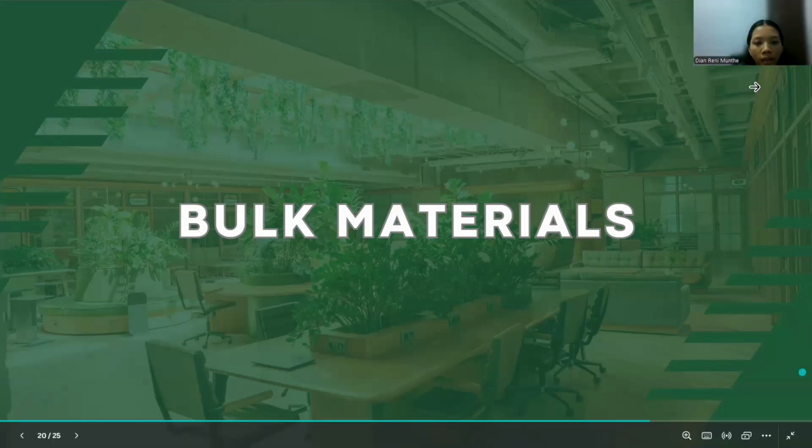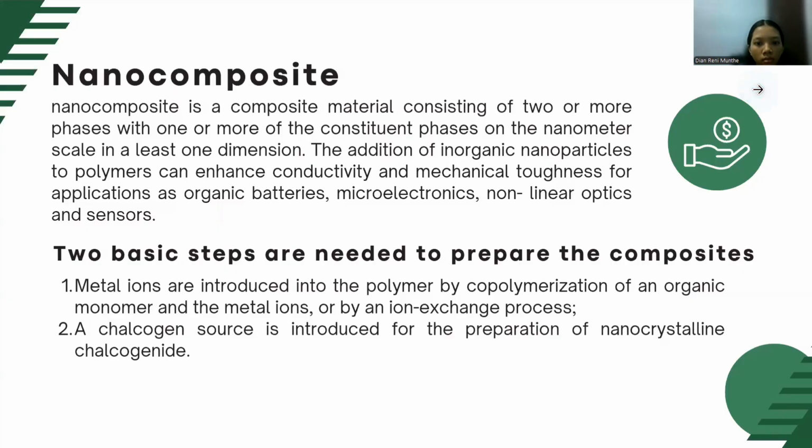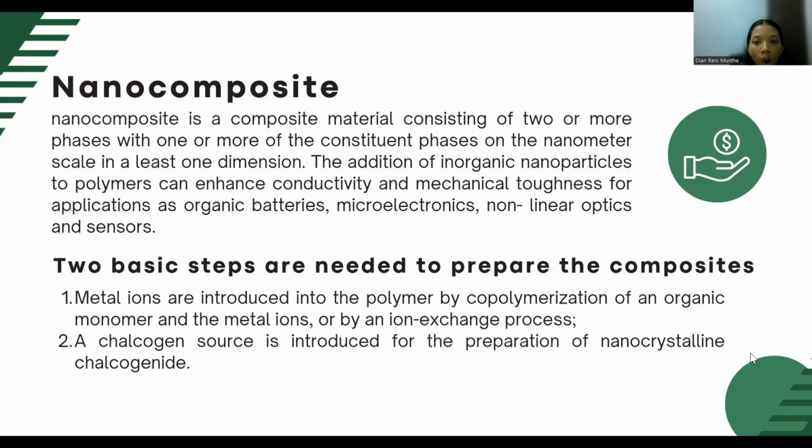Okay, next is about materials. First, nanocomposite. What is a nanocomposite? A nanocomposite is a composite material consisting of two or more pieces, with one or more of the constituent pieces on the nanometer scale in at least one dimension. The addition of inorganic nanoparticles to polymers can enhance conductivity and mechanical properties for applications such as organic batteries, microelectronics, non-linear optics, and sensors. Two basic steps are needed to prepare the composite.